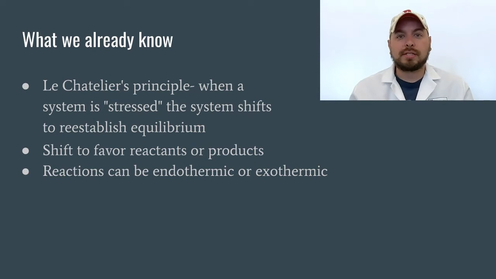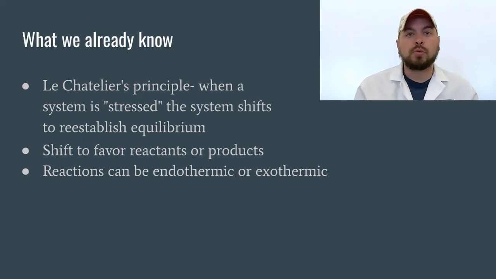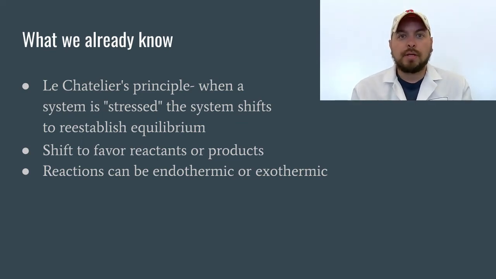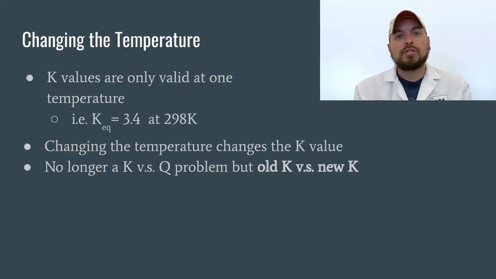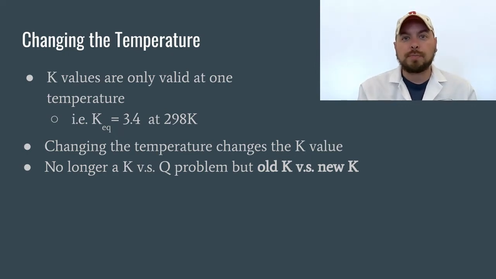We've already discussed the idea of Le Chatelier, where a system that is stressed will shift to reestablish equilibrium. In the past, we've always returned to the same equilibrium constant, though. When we change the temperature, we actually change the equilibrium constant itself. So it's no longer a Q versus K situation, it's old K versus new K.